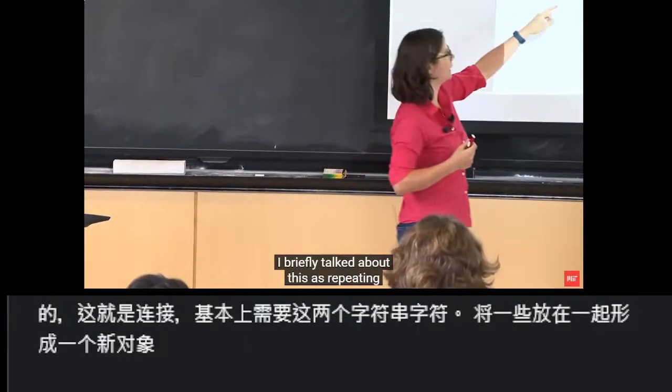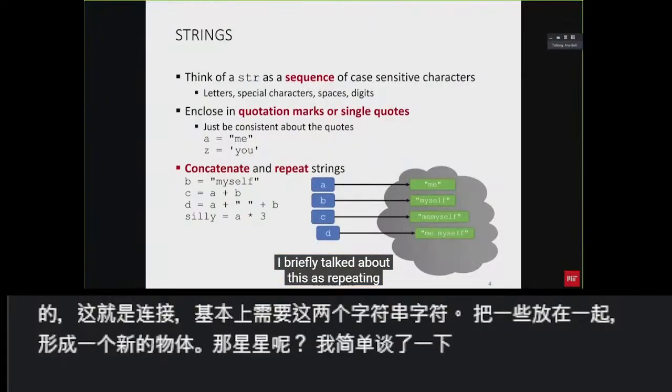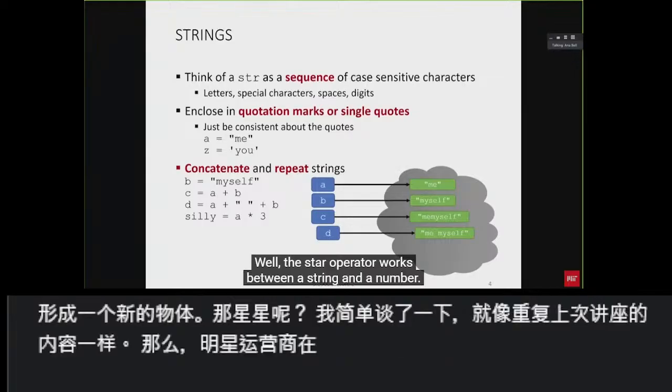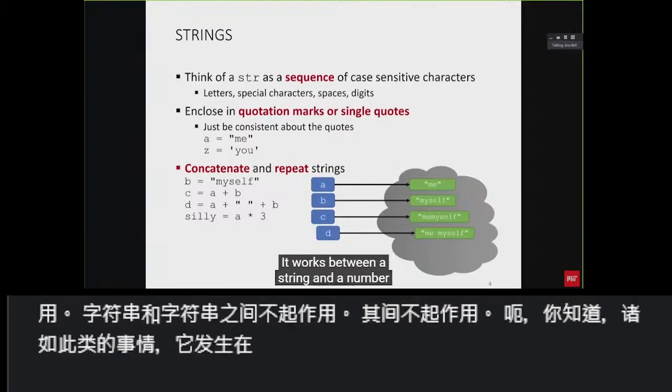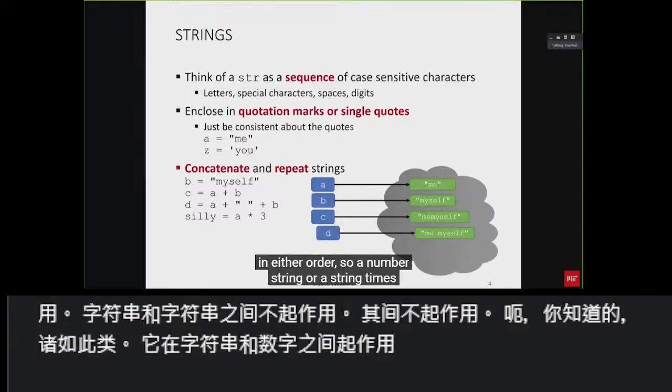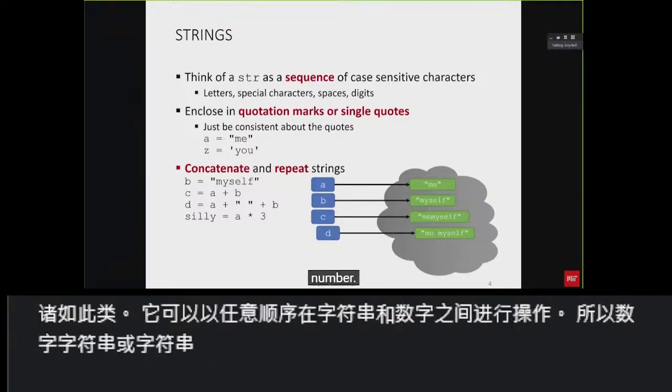What about the star? I kind of briefly talked about this as repeating something last lecture. Well, the star operator works between a string and a number. It doesn't work between a string and a string. It doesn't work between things like that. It works between a string and a number in either order. So a number times string or string times number.